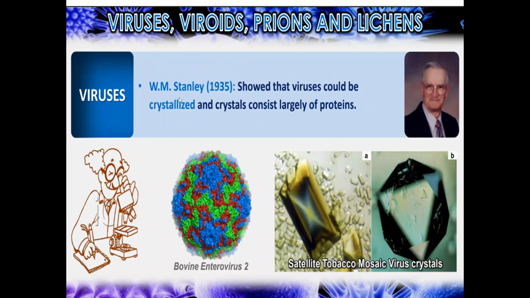Then W.M. Stanley showed that virus could be crystallized and crystals consist largely of protein. You can convert virus into solid material. You can make crystals of virus. Crystallization means converting viral molecules into a solid structure. So W.M. Stanley in 1935 showed that virus could be crystallized and crystals mostly consist of protein. Inside there will be DNA, but in the crystals there was only protein. So these are some crystals: bovine enterovirus and tobacco mosaic virus crystals.